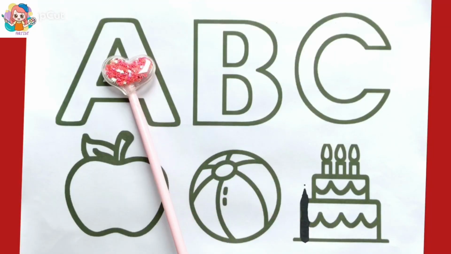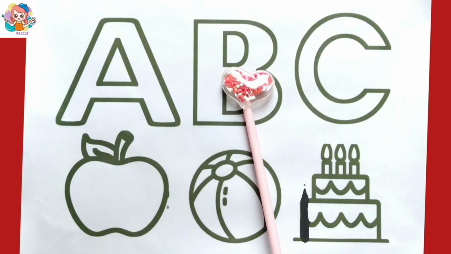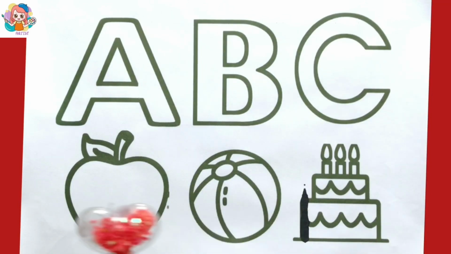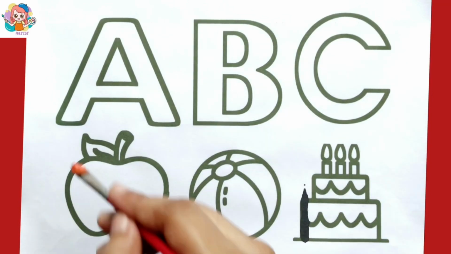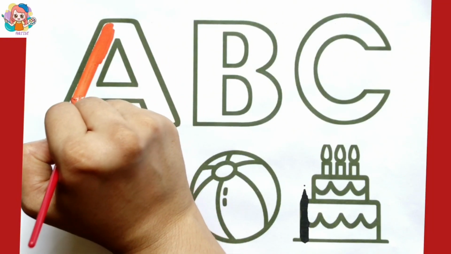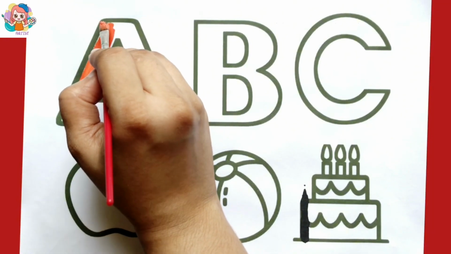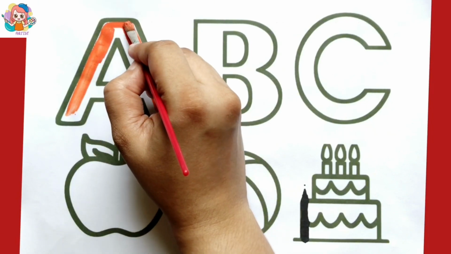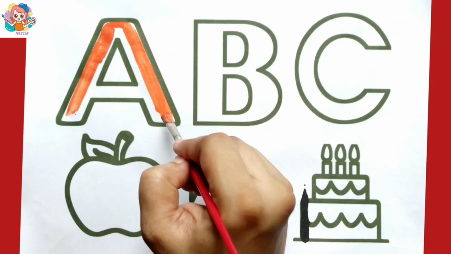I learned uppercase letter A for apple, B for ball, C for cake. Let's paint. Orange color. A for apple. Uppercase letter A.